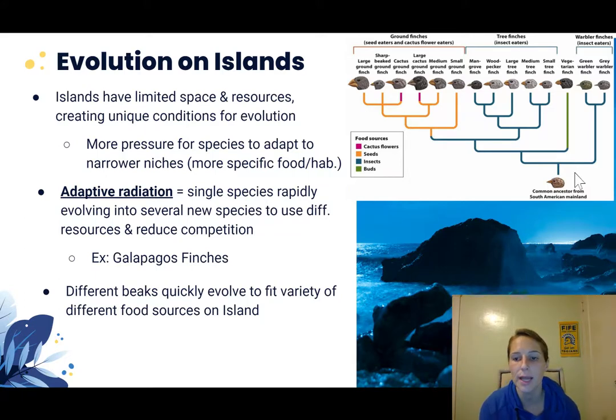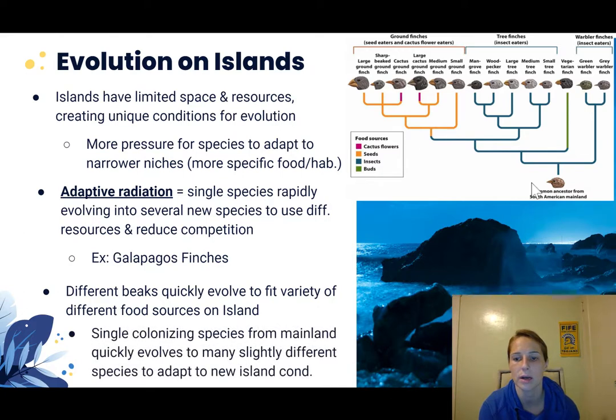So if we look at this massive tree of the different types of birds, finches specifically, that you have on the Galapagos Islands, there is this original common ancestor who started here on the mainland. It was the single species that originally colonized from the mainland. But you end up getting so many adaptations that the other organisms are slightly different from this original one. Again, looking at the common ancestor right here, on the Galapagos Islands there's a variety of food sources: cactus, seeds, insects, buds.